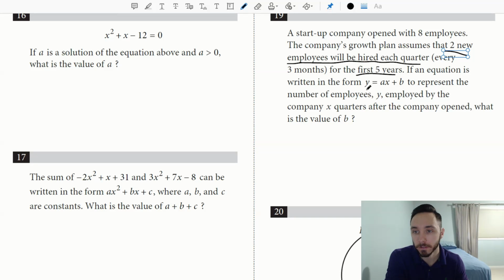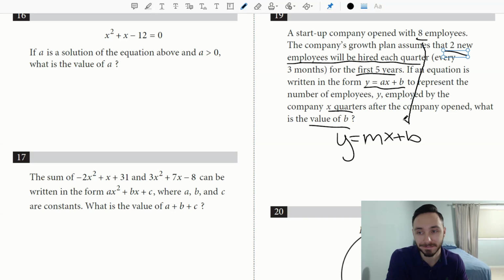If an equation is written in the form y is equal to mx plus b, where a is your m here, to represent the number of employees y employed by the company x quarters after the company opens, what is the value of b? This is just secretly asking for the slope intercept. Here's that shell: y is equal to mx plus b. We're a company that starts on 8 employees. So actually, that's just the answer. You plug in 8 for your y-intercept, your starting value, you're done.